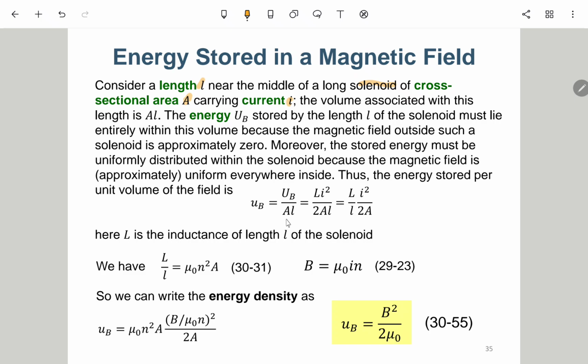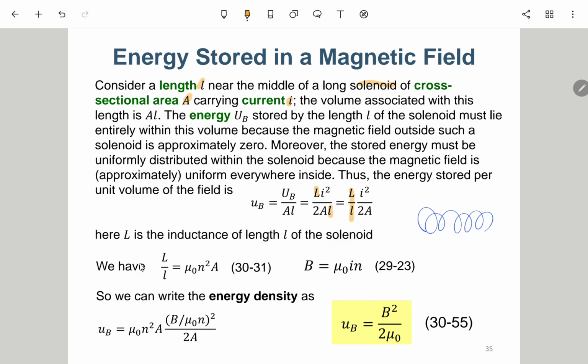So the volume for this one is like a cylinder, 就是一个圆柱体，所以就是截面面积乘以这个高度，所以就是 A 乘以 L，A times L here is the volume. And then UB will be half of Li squared. So 2 goes to here, and then Li squared, and then AL go to here. Okay, so here we try to slightly rearrange. So capital L over L go to here, and then I squared go to here, and then 2A go to here.